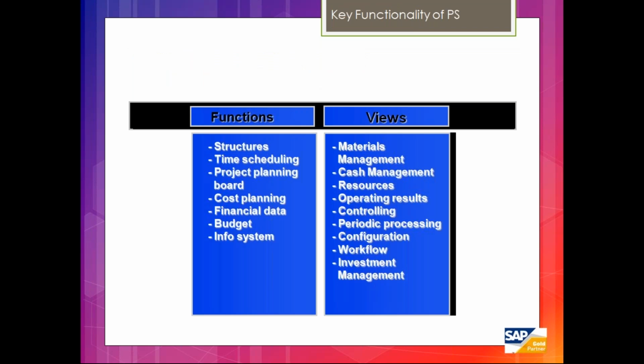So the key functionality of this SAP PS module is that structure-wise you can plan up to 10,000 WBS elements against one project. Then you can do the scheduling, and you can use the project planning board, nothing but a Gantt chart. Then you can do various types of cost planning. We have various types of financial data, budgeting, and some PS reports available.